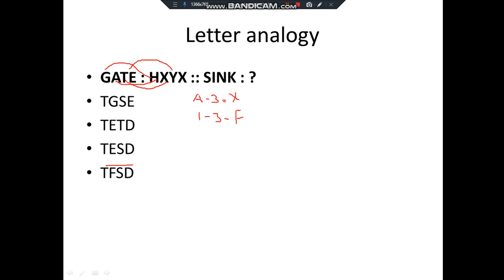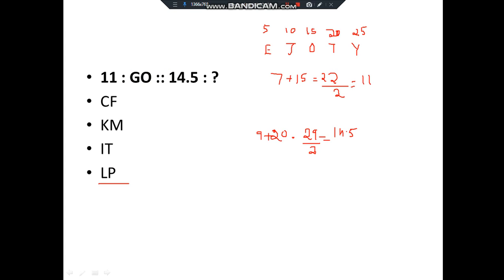Okay. Next question. See, 11 is to GO. Similarly, 14.5 is to what? See, this is nothing but GO. G letter. Letter G's value you write it down, and O's value you write it down. When you add, you get it as 22. 7 plus 15, which is 22. So they have given us 11. So 22 divided by 2 is 11, right? So follow the same method.